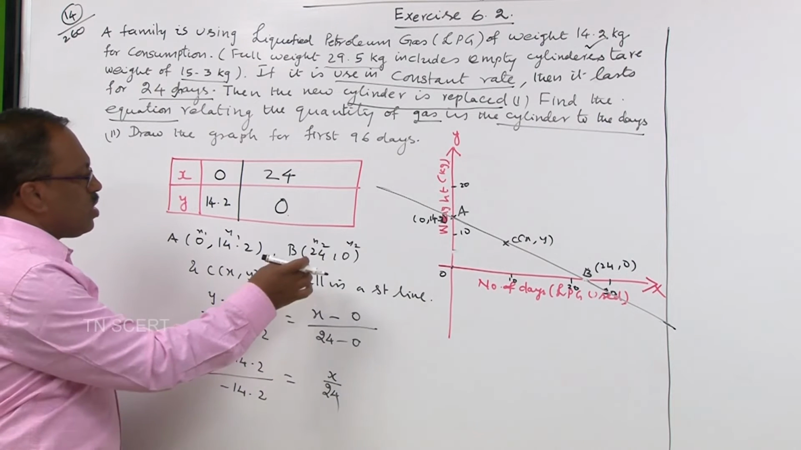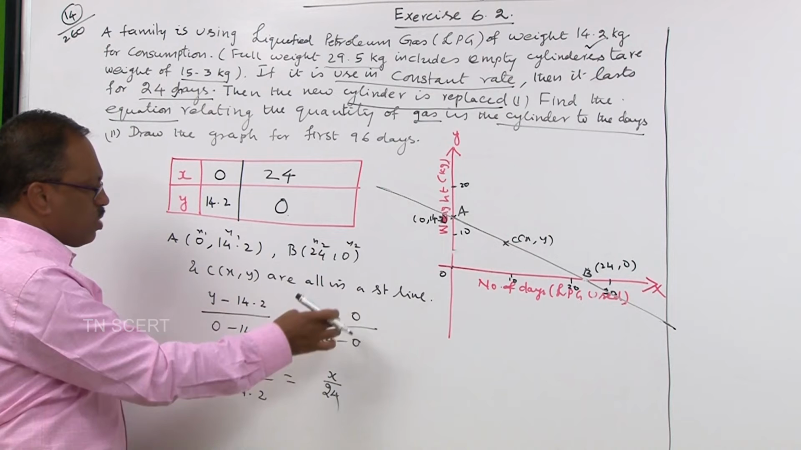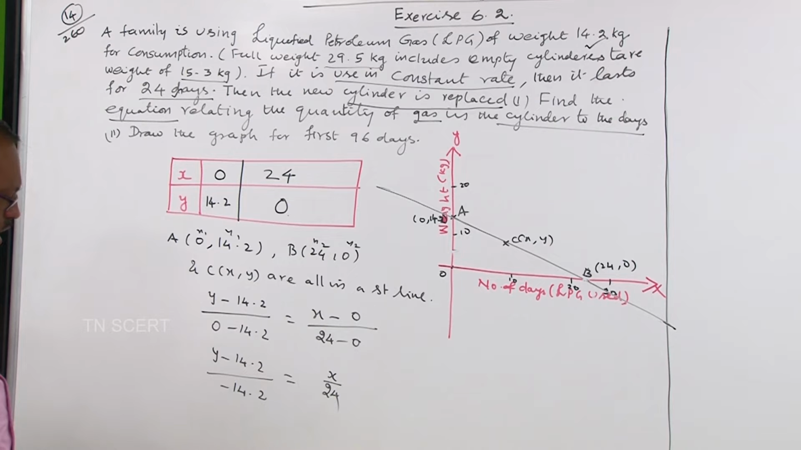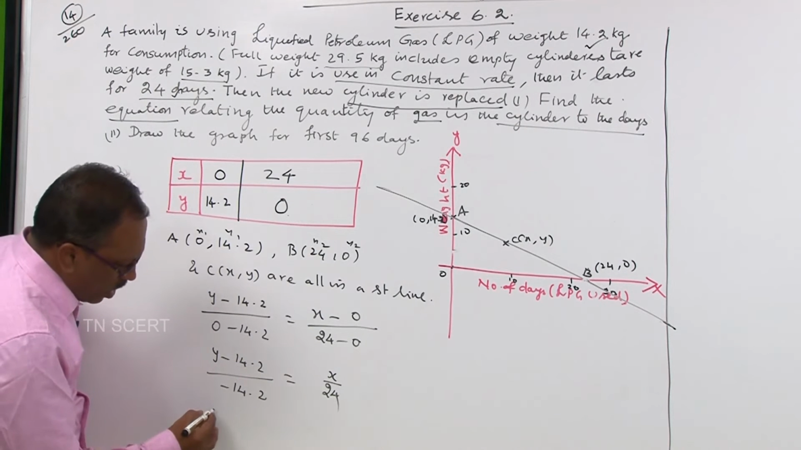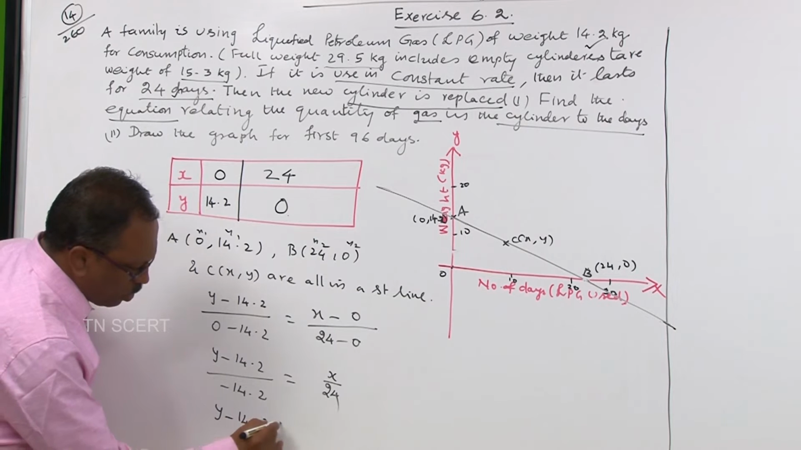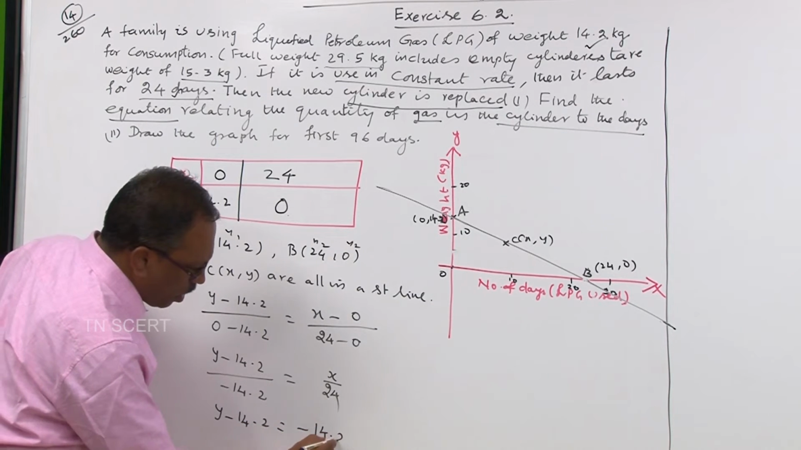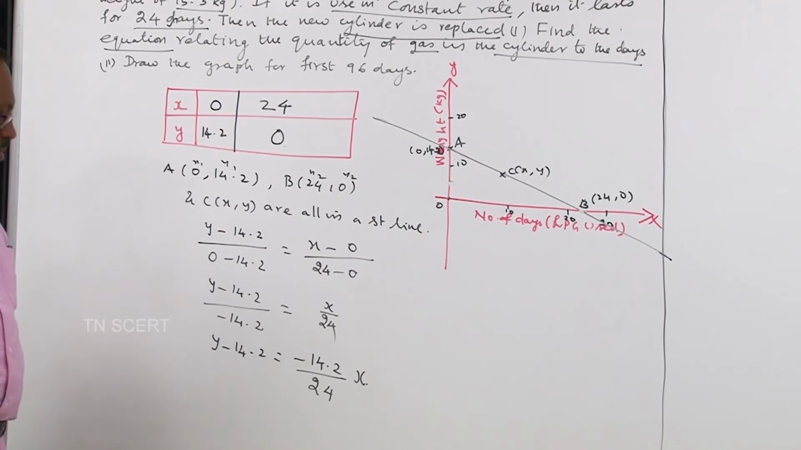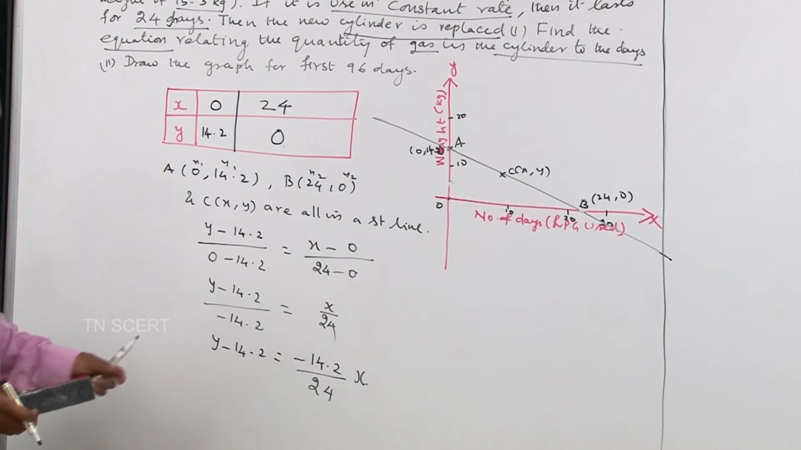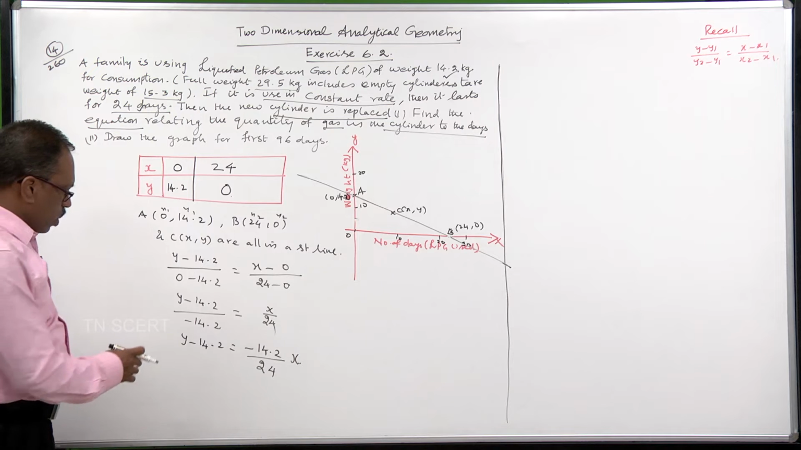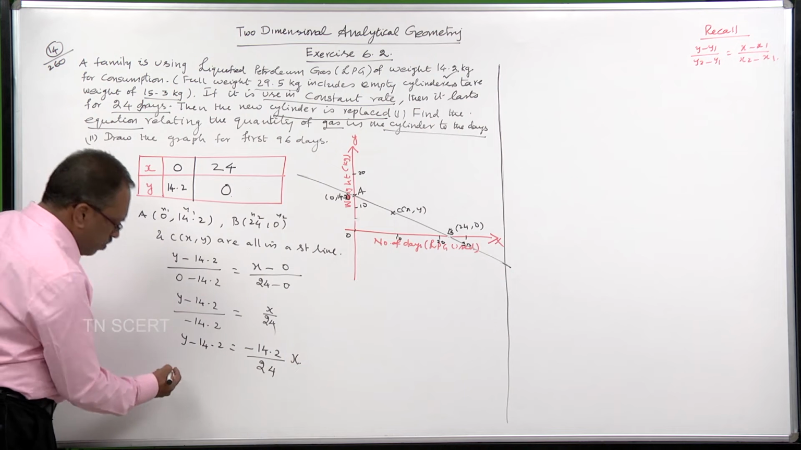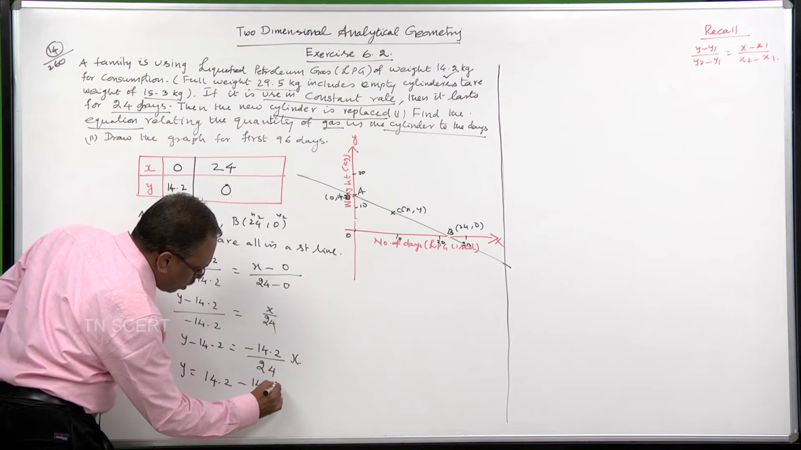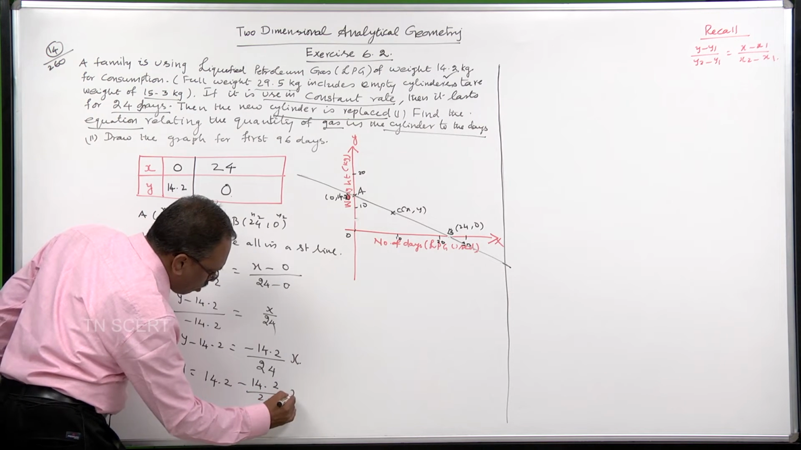So now this is 24 minus 0, x minus x1 by x2 minus x1, y minus y1 by this. Now you take this value over here: y minus 14.2 is equal to minus 14.2 by 24 into x. Is it simplified or not? Not yet. So I can take this 14.2 to the other side. So y is equal to 14.2 minus 14.2 divided by 24 x.